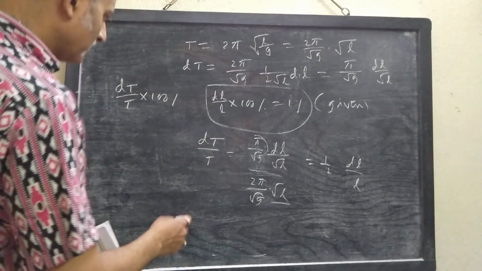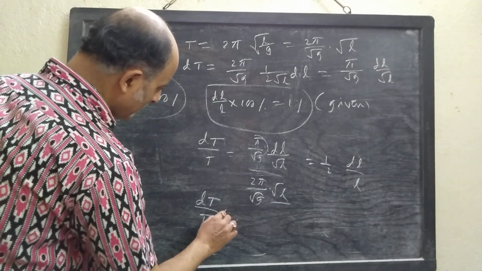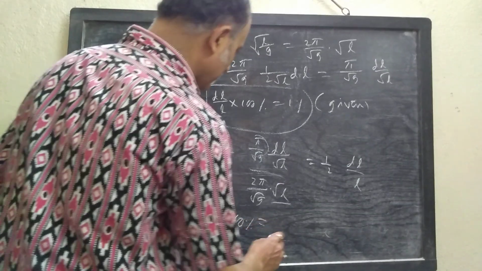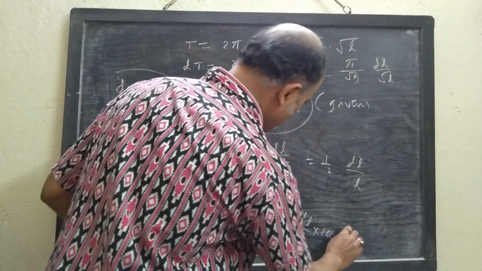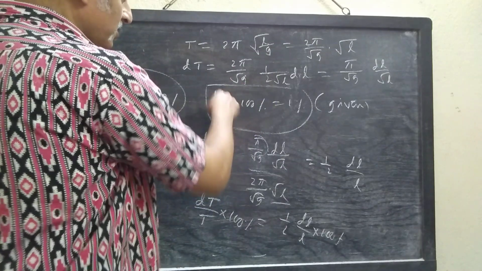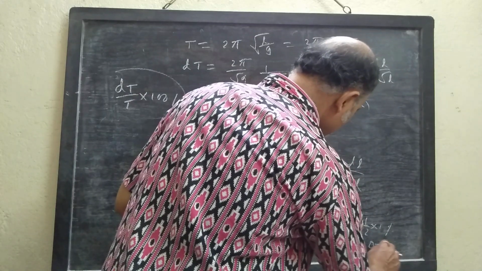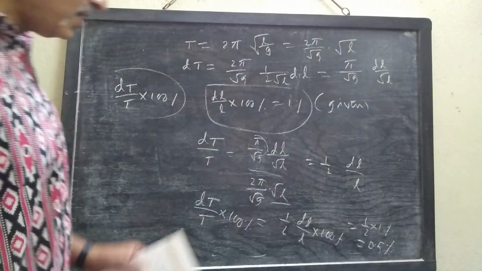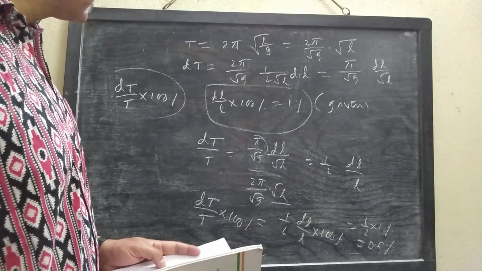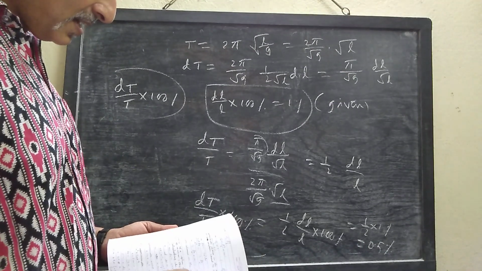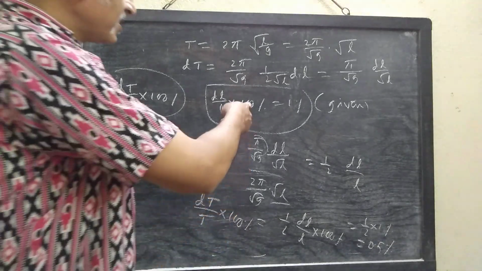So now you have to find dT by T into 100%. This will be half dL by L into 100%. Now put in this value, you know this value. This will be half into 1%, so 0.5%. So there will be an error of 0.5% in the time period. That is, the percentage error in measuring the time period is 0.5%, corresponding to an error of 1% in measuring length.